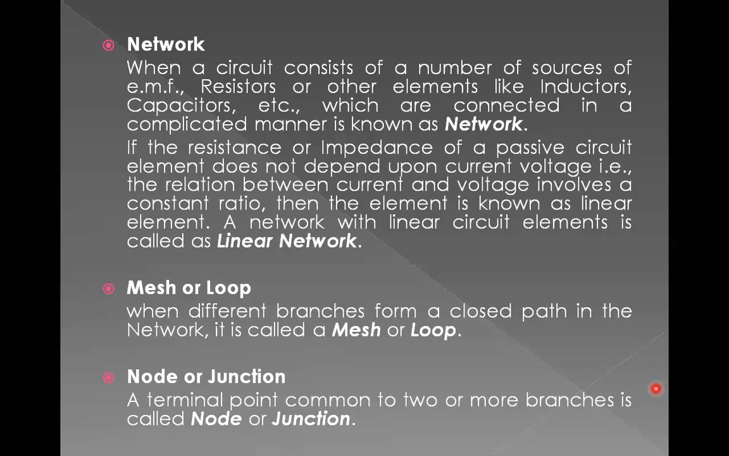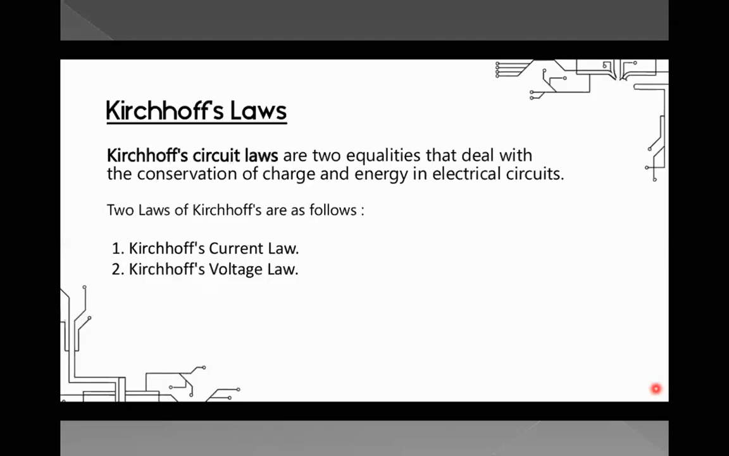When different branches form a closed path in a network, it is called a mesh or loop. We will take a practical example in the next slide and we can understand more clearly what a mesh is. What is node or junction? A terminal point common to two or more branches is called a node or junction. Once again, I am repeating, when different branches form a closed path in a network, it is called a mesh. Similarly, a terminal point common to two or more branches is called a node or junction. Now, as I said, before we understand the theorems and all, let's get clear about Kirchhoff's law.